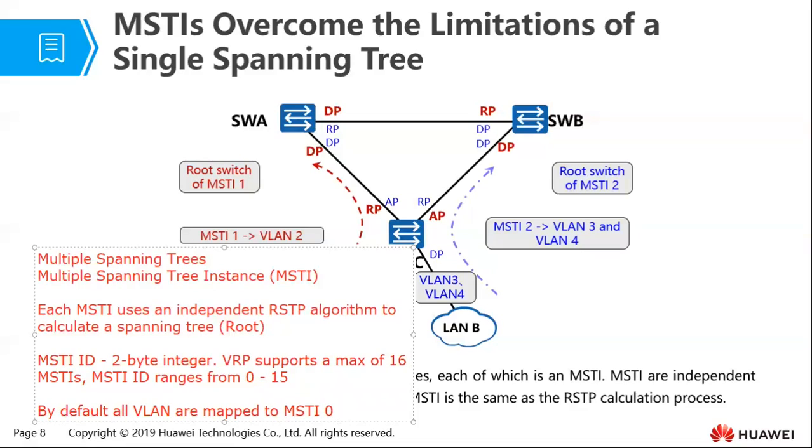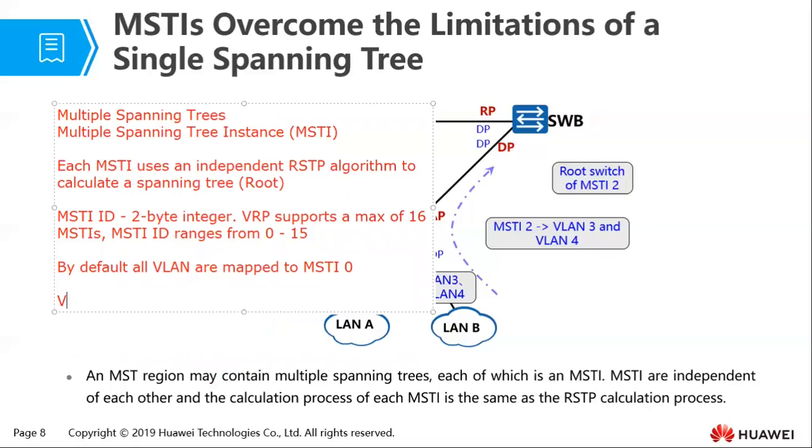So what you're seeing here is this: we have what we call a VLAN mapping table. Now, this VLAN mapping table actually defines mapping between VLANs and MSTIs. So which VLAN belongs to which MSTI?